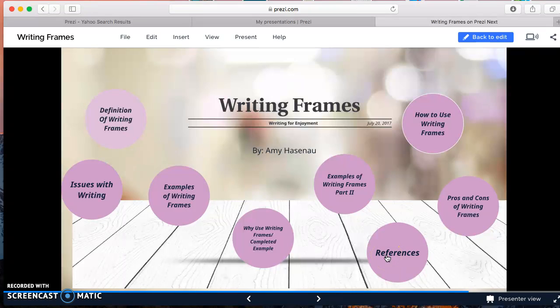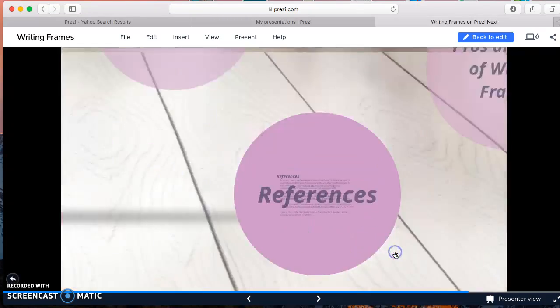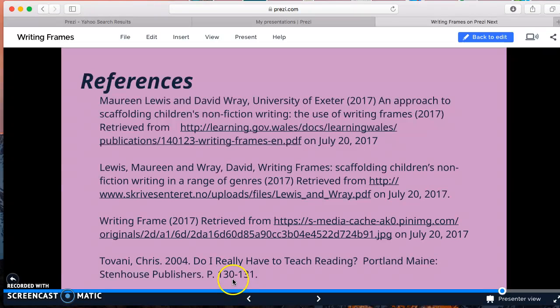And to finish up, here are my references that you can take a look at. There are some great tools in these references, even our Tavani book. There are some writing frames on pages 130 and 131 that you may want to take a look at. Also, Pinterest has quite a few. I did pull up some on this website here that were helpful.